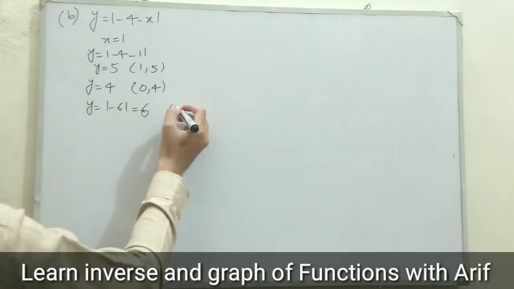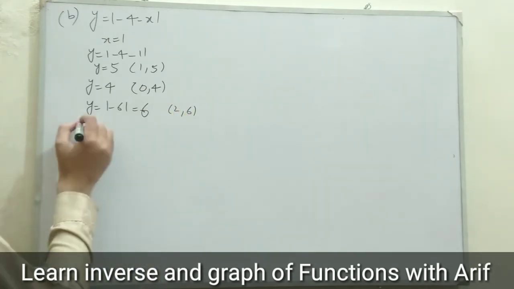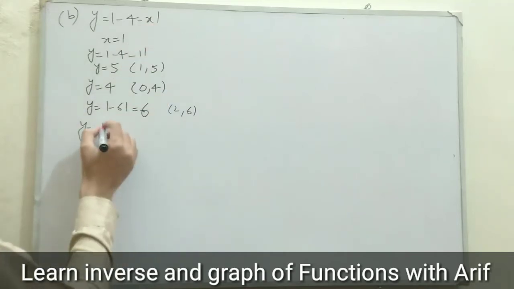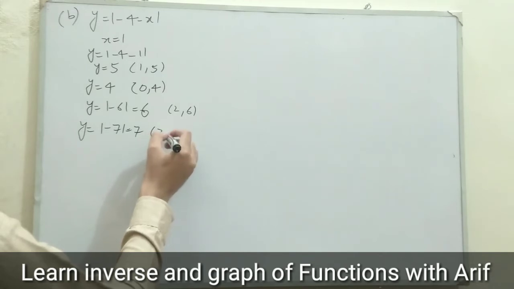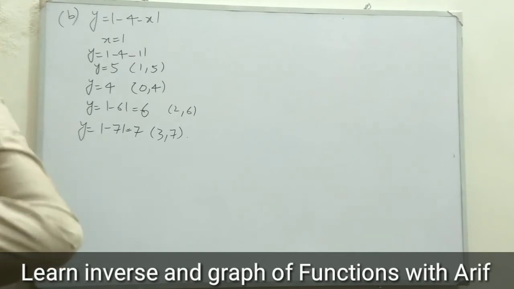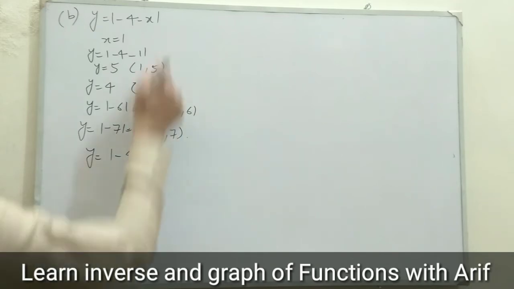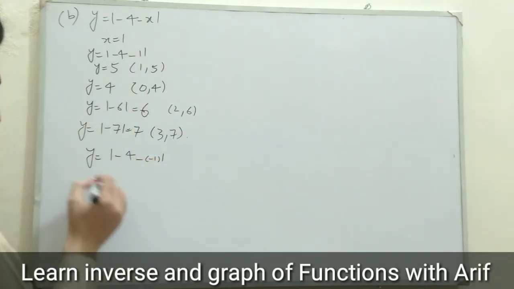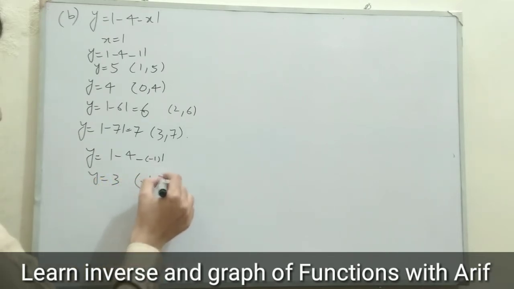So at x is equal to 2, it gives us y is equal to 6. Now by putting x is equal to 3, it gives us absolute of -4 minus 3, which is -7, and it gives us 7. So at x is equal to 3, y is equal to 7. Now I put x is equal to -1, so y is equal to absolute of -4 minus (-1), which gives us -4 plus 1, that is -3, and absolute -3 is equal to 3. So at x is equal to -1, y is equal to 3.